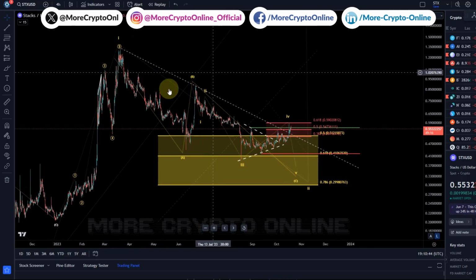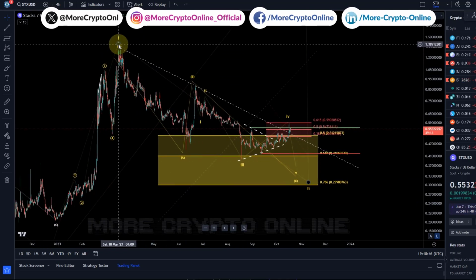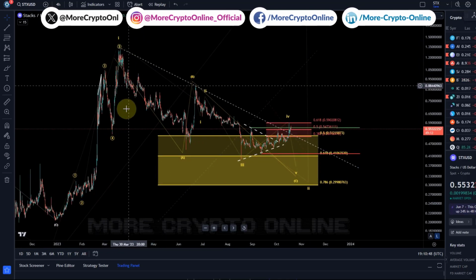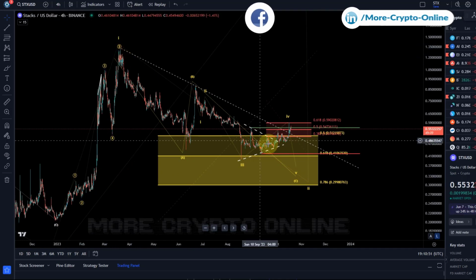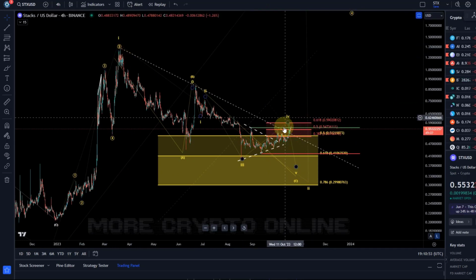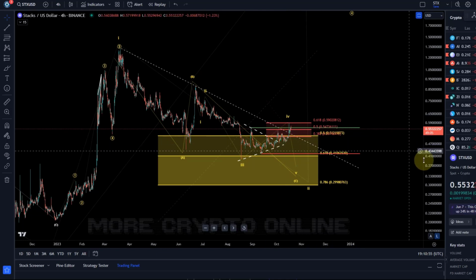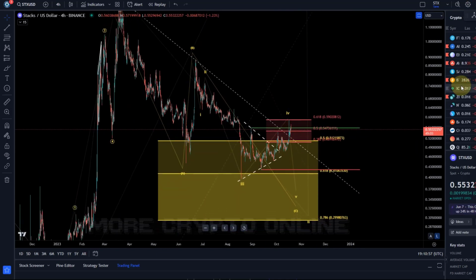Still an unchanged situation here. We have a potential 5-wave move to the upside on the chart. No change from the last update. Also, resistance is currently being maintained. So we haven't got a break above key resistance. We haven't got a break above the golden ratio.